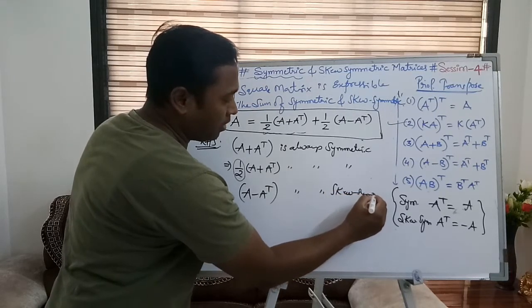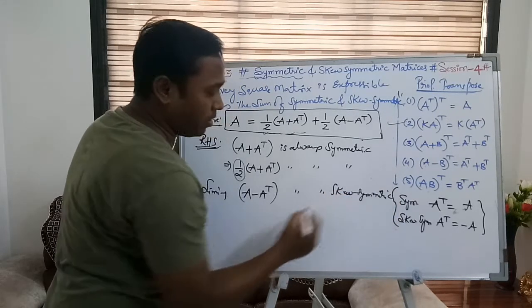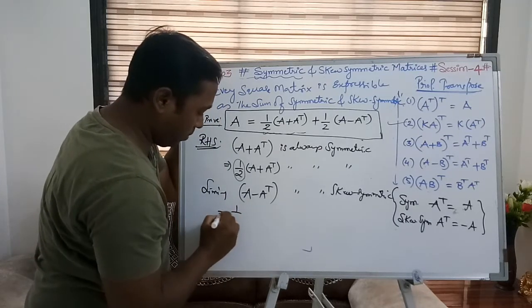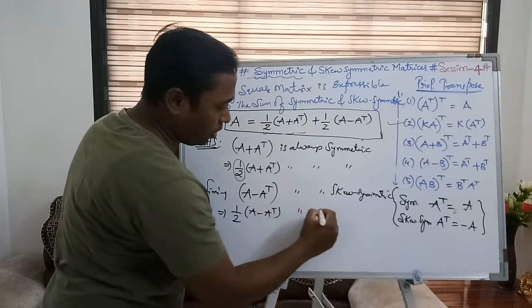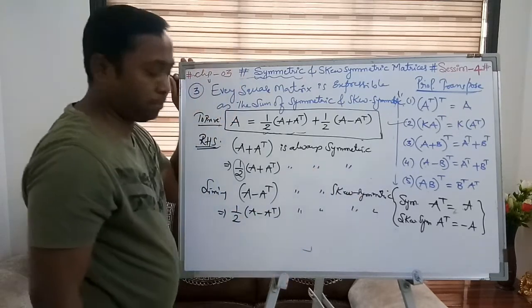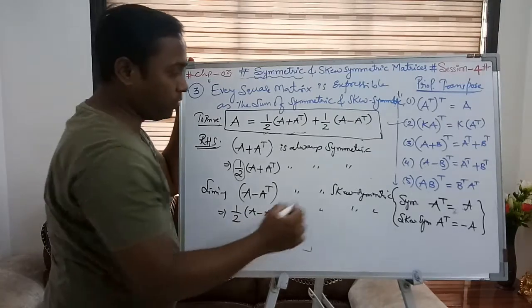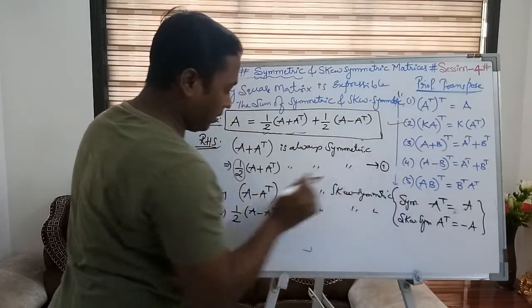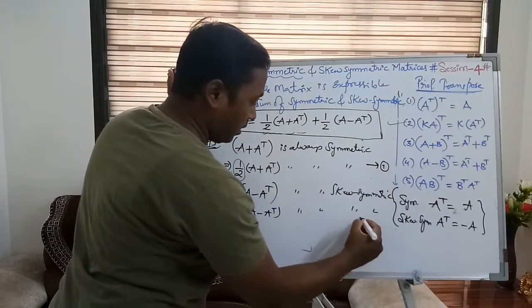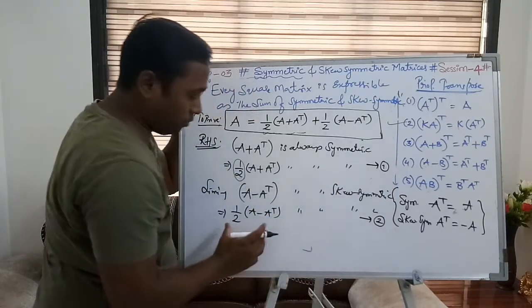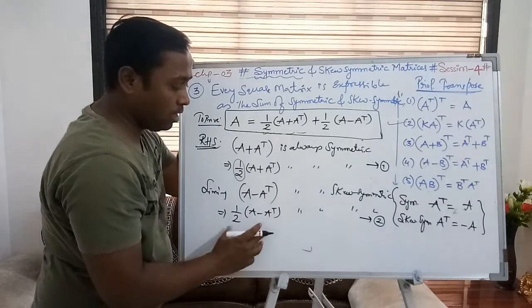Similarly, you can also say A minus A transpose is always skew symmetric, which implies that half of A minus A transpose is also skew symmetric. So I have proved that this result always represents symmetric, and this result always represents skew symmetric.